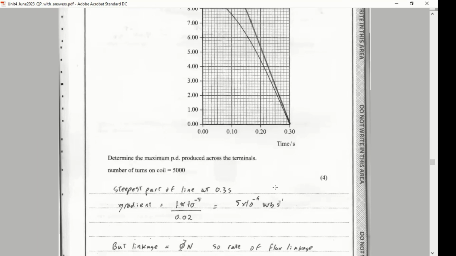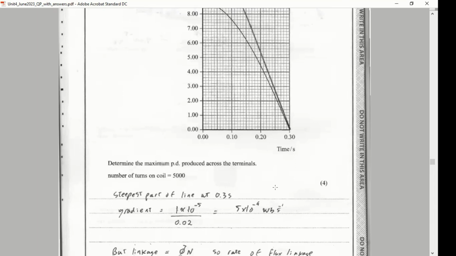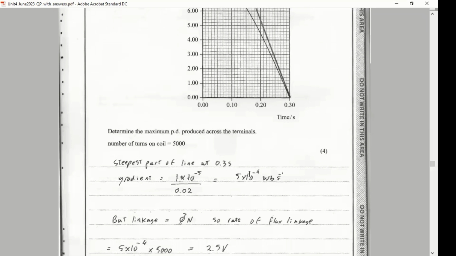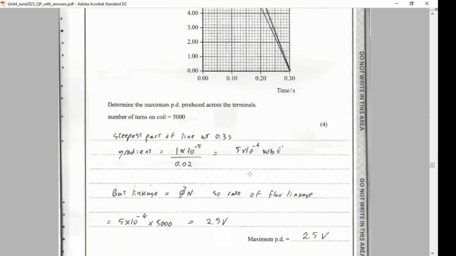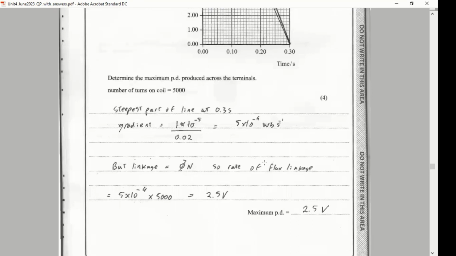All right, so the rate of change of magnetic flux is 5 times 10 to the minus 4, but the linkage is that number times the number of turns on the coil. So you multiply it up by 5,000 and you get 2.5 volts. 2.5 volts for 4 marks. Easy peasy.